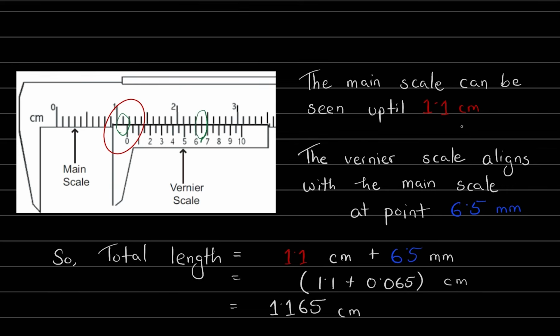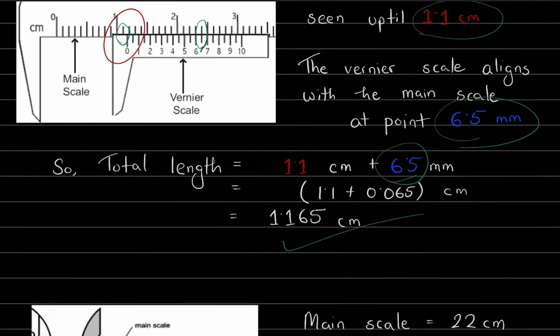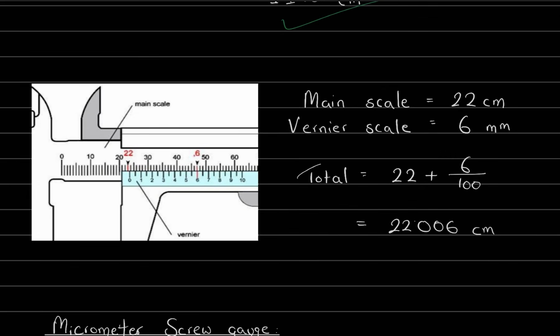So, the main scale reading is 1.1 and the Vernier scale reading is 6.5. Converting both to centimeters will give us a value of 1.1 and 6.5 millimeter. So in Vernier calipers, you have to convert the 6.5 millimeters into centimeters and then add them up. Let's see another example of Vernier caliper. Here you can see the main scale has a pointing of 22 and the Vernier scale has a pointing of 6. Putting that into the formula, the answer is 22.006.